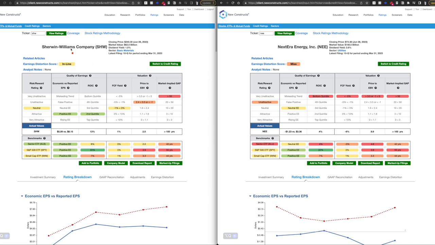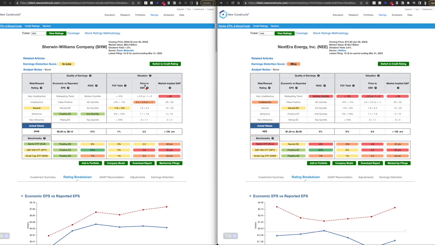So here we have Sherwin-Williams on the left and NextEra on the right. Let's quickly go through the different valuation metrics that New Constructs includes on the dashboard. The market implied gap is essentially telling us how many years the stock market is predicting that they are going to maintain a competitive advantage, defined as having return on invested capital greater than the weighted average cost of capital. In both cases, the stock market is expecting these companies to maintain a competitive advantage for over 100 years. So the market is implying that both of these are extremely elite businesses. Ideally, we want this number to be as low as possible. So in this case, it's a tie.